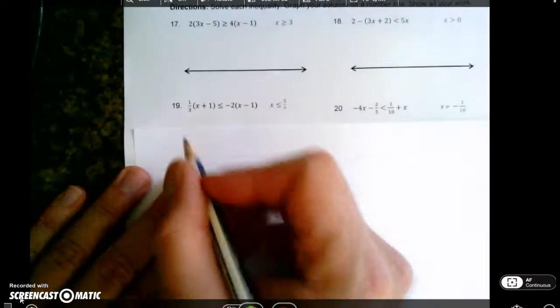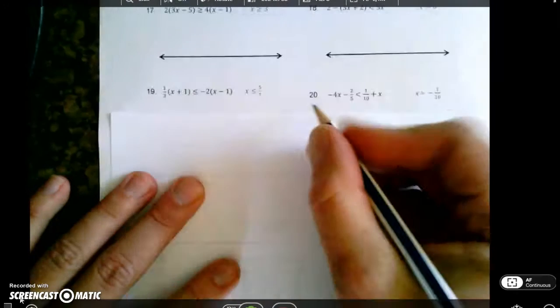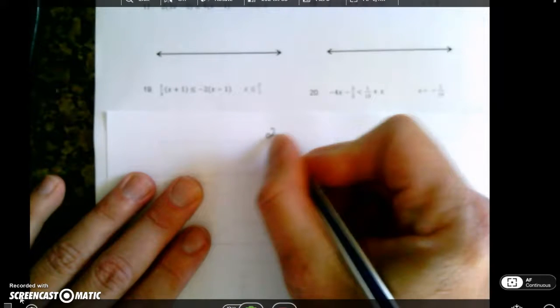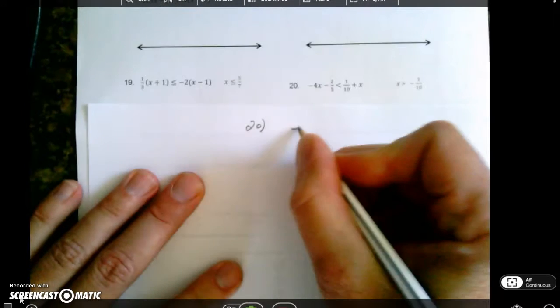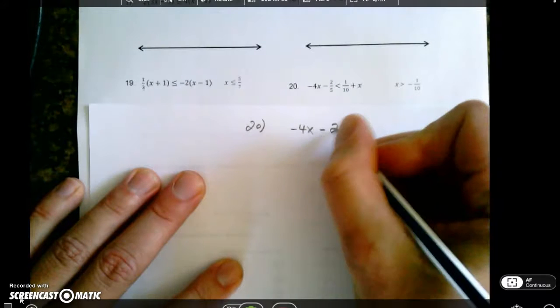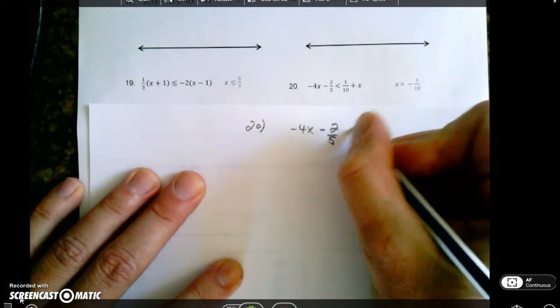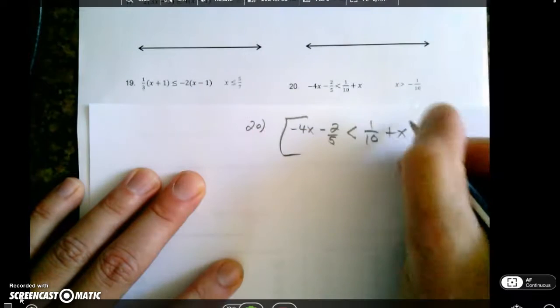Let's start off with number 20 and we'll work backwards. Don't worry about the order here. We're just going to kind of work through these. So I've got negative 4x minus 2/5 is less than 1/10 plus x. I don't like fractions, so what do I do about it?